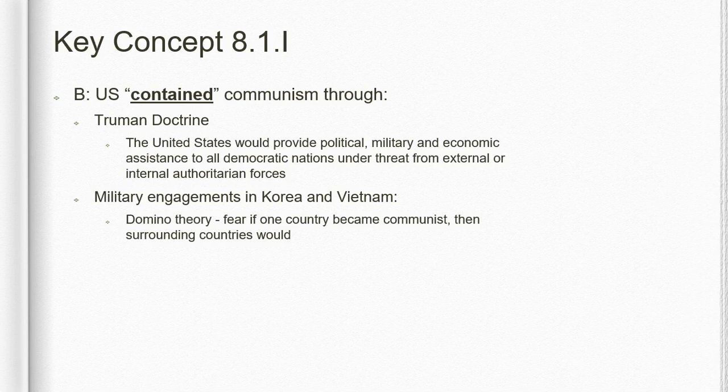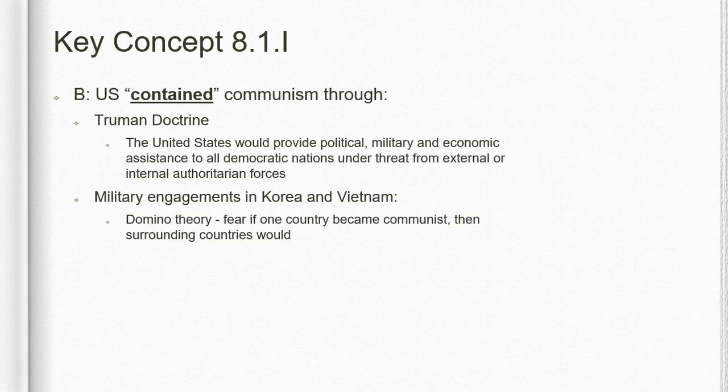So why do we get involved? Well, it's containment, but there's also an addendum to containment, which is the domino theory. The domino theory is another popular theory during this time, more 1950s, early 1960s. It's the belief that if one country becomes communist, then the surrounding countries would fall to communism as well. The idea that communism spreads easily through adjacent areas.